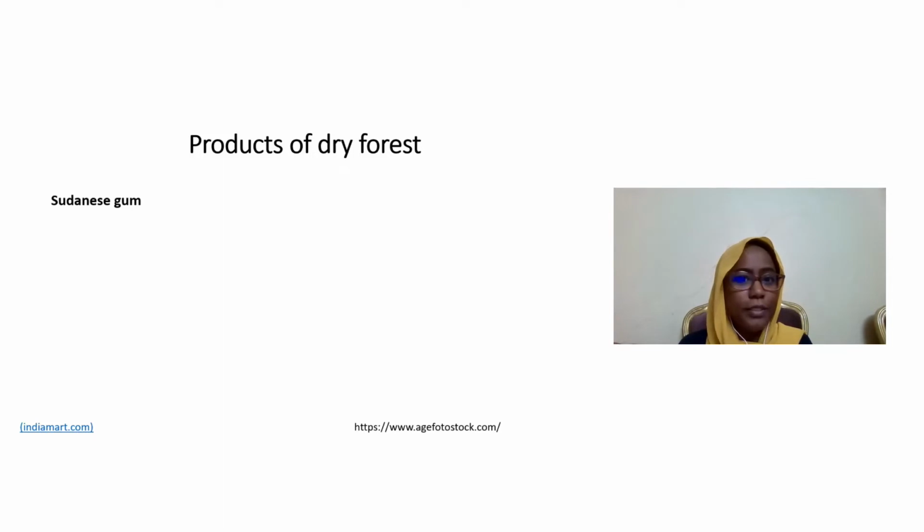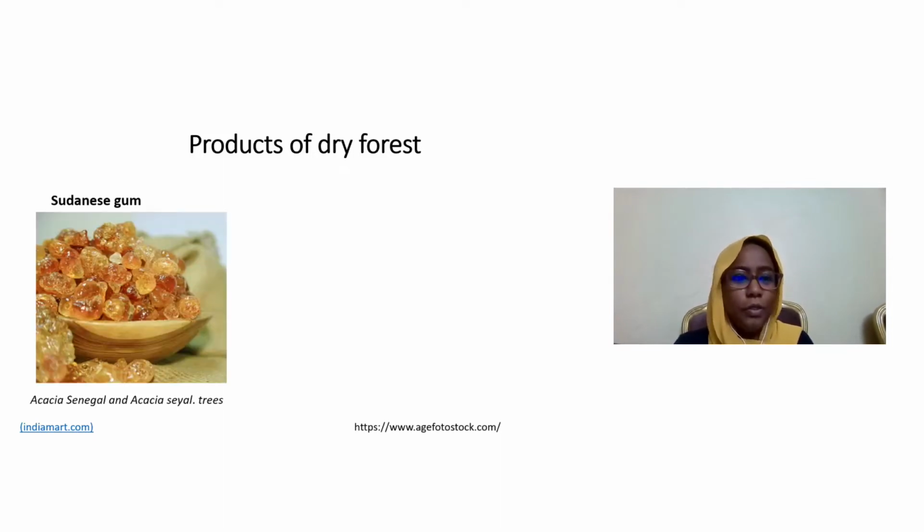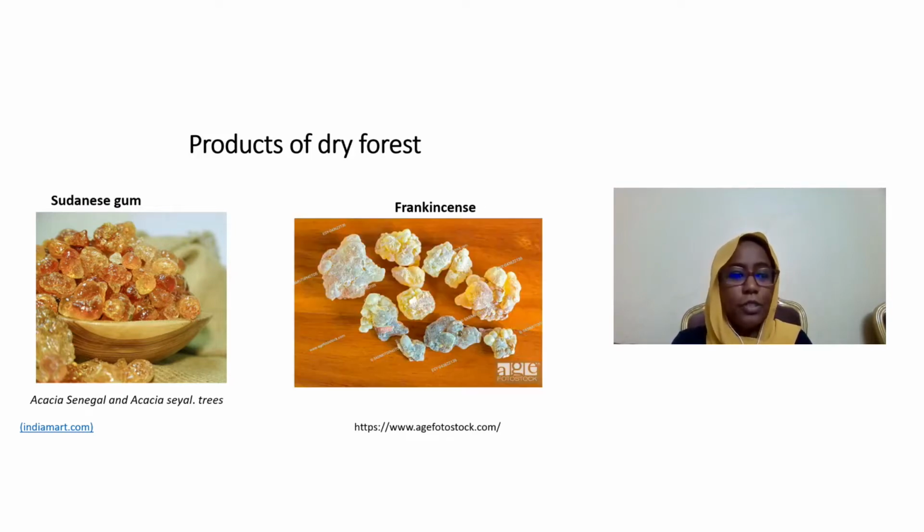The first one is Sudanese gum, which looks like this in the picture, and is usually produced from the trees called Acacia senegal and Acacia seyal. The other product is frankincense, which is mainly like here in the picture, and is produced from the tree called Boswellia serrata.